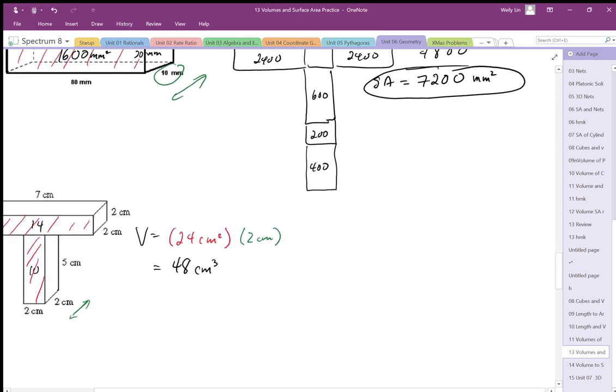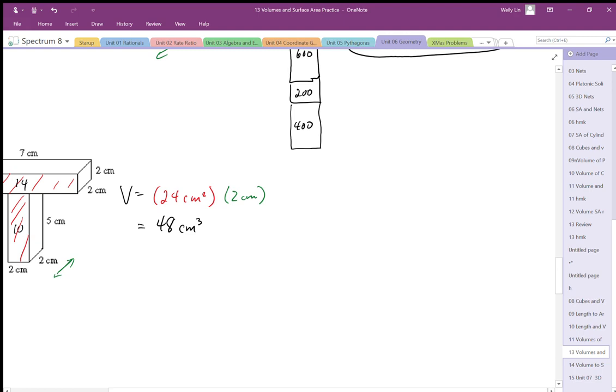The surface area, again, we want to make sure that we account for all the surfaces. I'm going to do it this way. There's the top, and there's my T. Okay, I know that's going to be 24 and 24. Okay, that top is going to be 2 by 7 or 14.